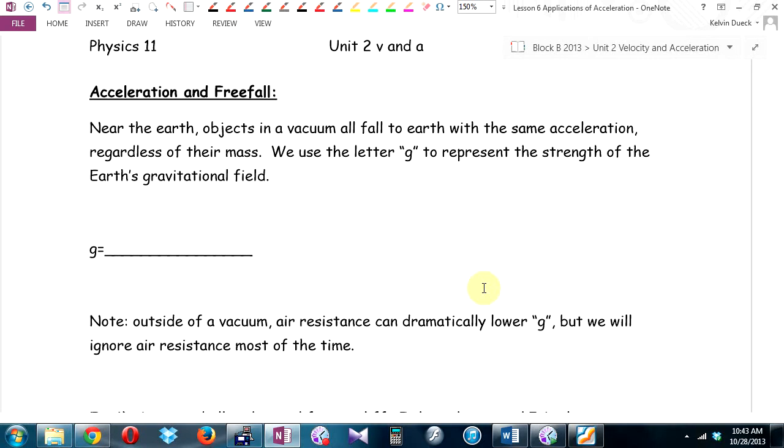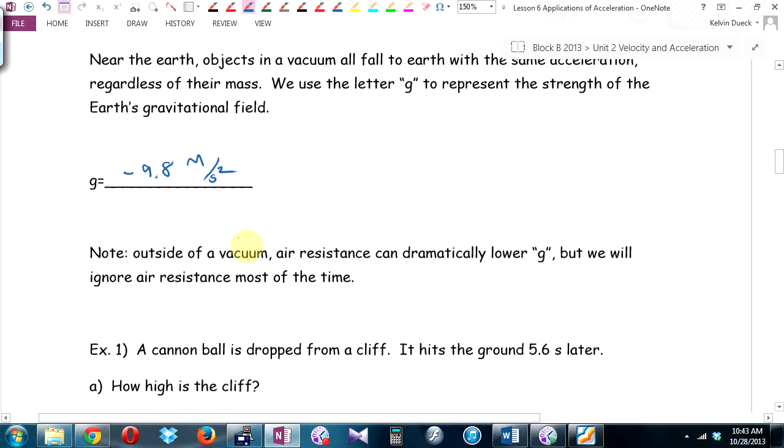Near the Earth, objects in a vacuum fall to the Earth with the same acceleration. You learned this number in Science 10. We use the letter G to represent the strength of the Earth's gravitational field. When you drop things in a vacuum near the Earth, what do they fall at? Now, we often say this. We include a negative to remind ourselves that it's downward. 9.8 meters per second squared. Negative 9.8 meters per second squared.